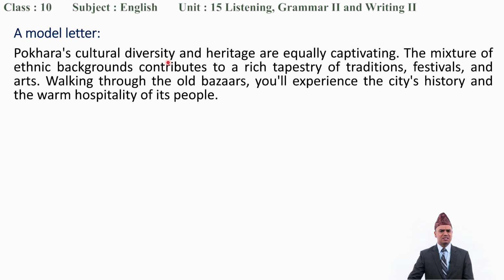Pokhara's cultural diversity and heritage are equally captivating. The mixture of ethnic backgrounds contributes to a rich tapestry of traditions, festivals, and arts. Walking through the old bazaars, you will experience the city's history and the warm hospitality of its people.